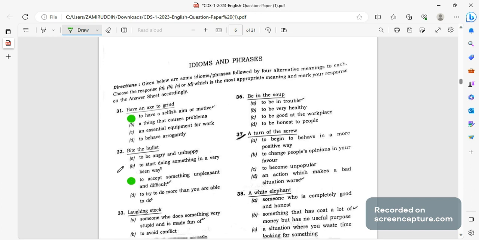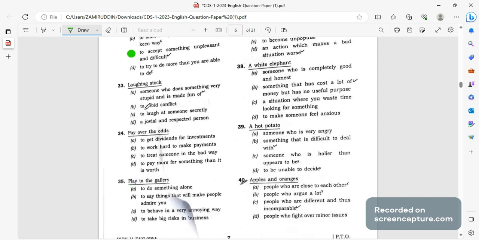Now, laughing stock. When we say that something is a laughing stock, we are saying that someone who does something very stupid is made fun of.